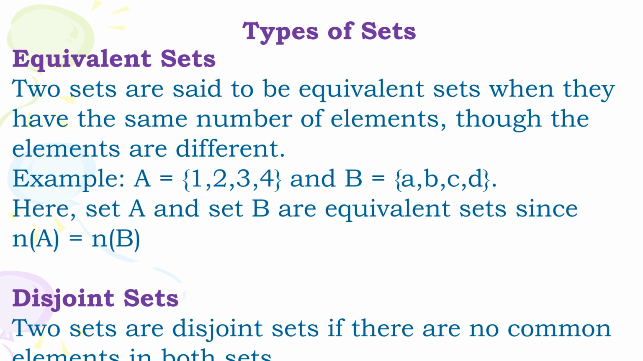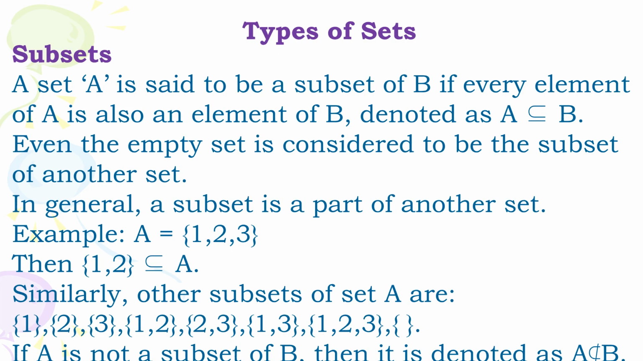Equivalent sets have the same number of elements even if the elements themselves differ. Disjoint sets share no common elements at all. A subset is a part of another set. Every element of the subset is also in the larger set. Notably, every set is a subset of itself, and the empty set is a subset of every set.